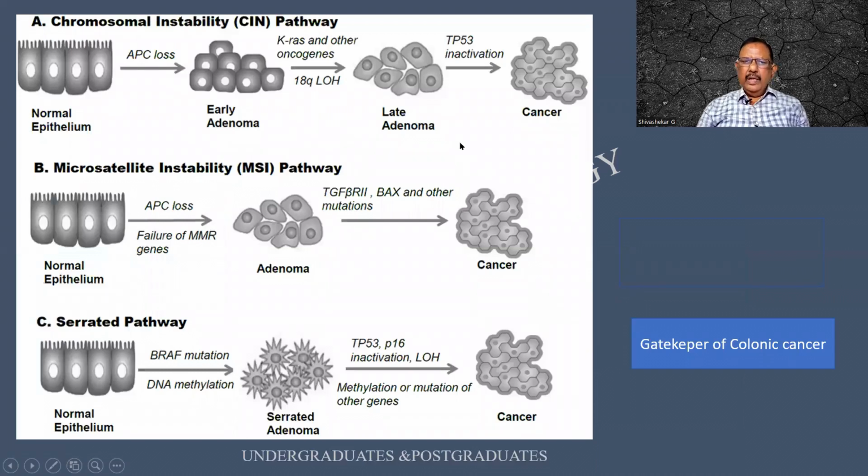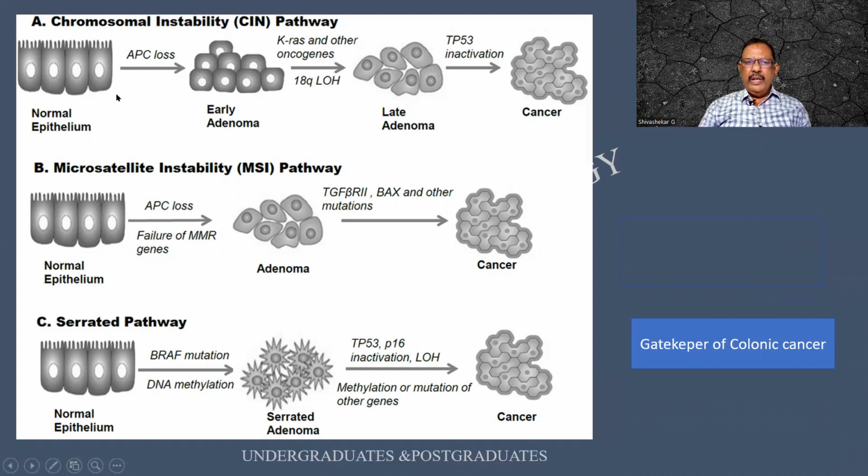This is again a wonderful diagram which you can use for many analyses. There is an APC over here. This is a normal epithelium. What happened? This is the chromosomal instability pathway. So there is an APC loss, there is an early adenoma, then there can be other oncogenes such as KRAS and so on. And they lead to a late adenoma. Again, P53 inactivation, our friend from the previous discussion, will lead to a cancer. This is a wonderful picture and I would like you to kindly have it in your mind.